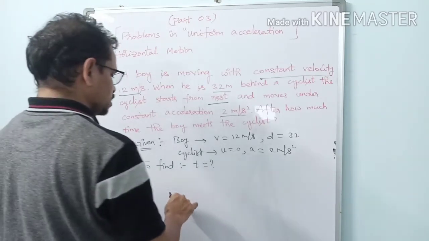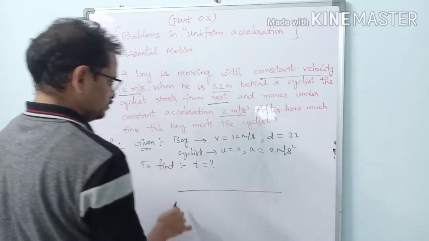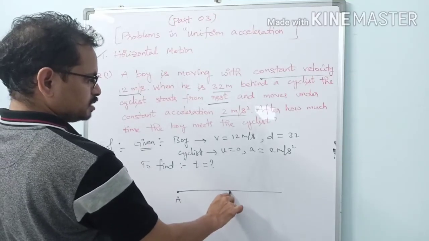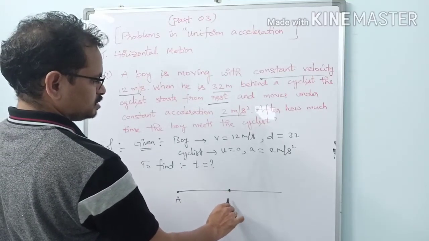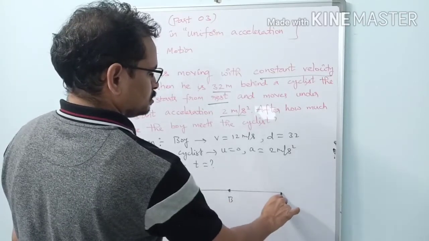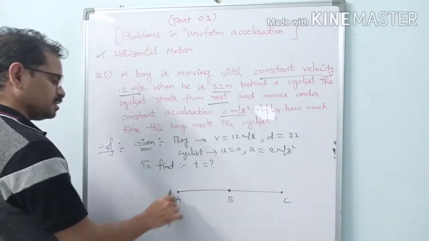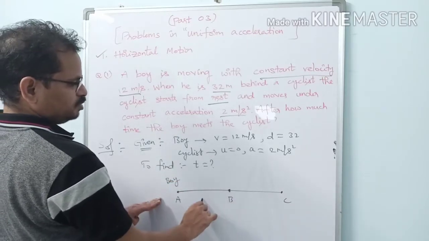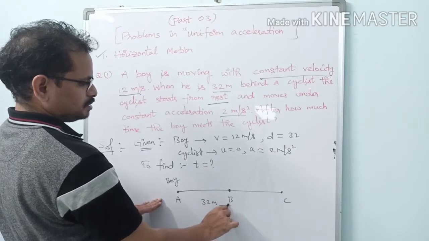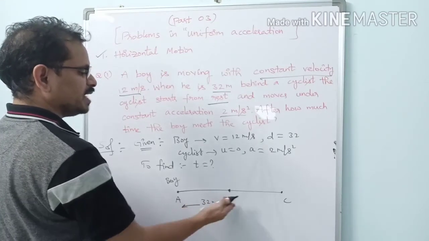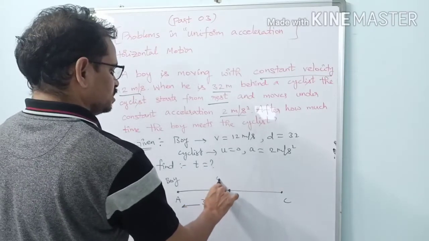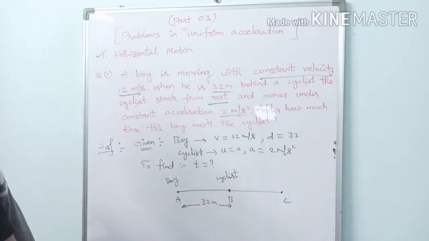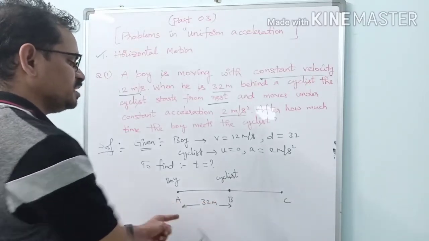Let us draw the diagram. Initially let us consider two points here: the initial positions of the boy and the cyclist. Initially the boy is at position A, and he is 32 meters behind the cyclist. The cyclist is at position B. The distance between them is 32 meters.